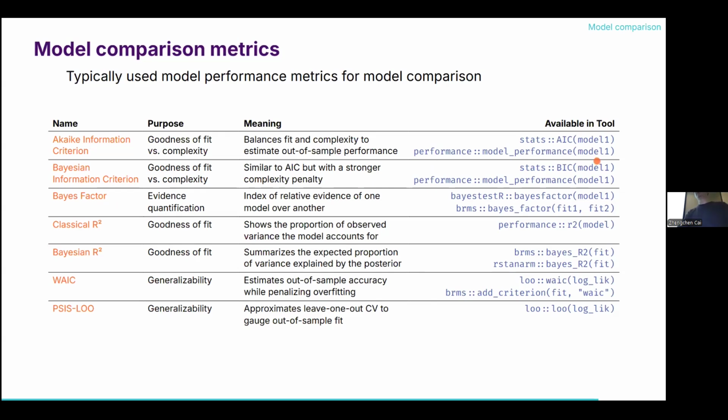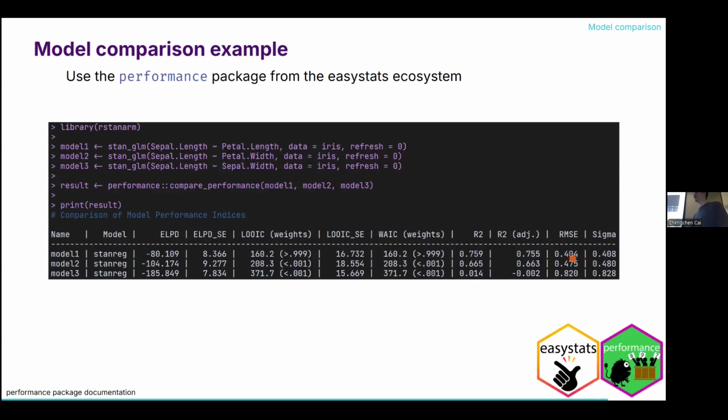Each of them, you will have multiple tools to compute. Like if you fit using BRMS, you can directly compute R square or leave one out validation. This is just your fit. You feed it into the function, and it will compute it for you. And if you want some easy comparison, you can use this performance model package from the EasyStats ecosystem.